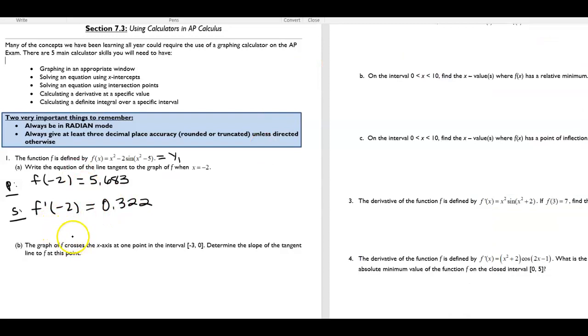Now I still need to go and write my tangent line equation, y minus 5.683, my y value, equals my slope 0.322 times x plus 2, minus -2, and that will be my answer. Again, I don't have to write down everything I did in the calculator. Notice I did not write it out like how I typed it in the calculator. I just connected it back to my function.